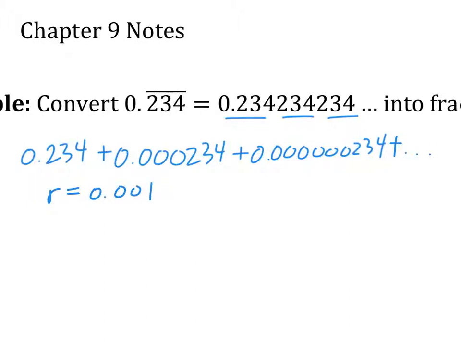So first, I looked at this decimal and I said, there's a pattern. If there's a pattern, I can write it like this. And then I see that it is a geometric series. And now I'm going to add it all up. So I can think of the geometric series sum, the infinite sum, which is A1 over 1 minus R.